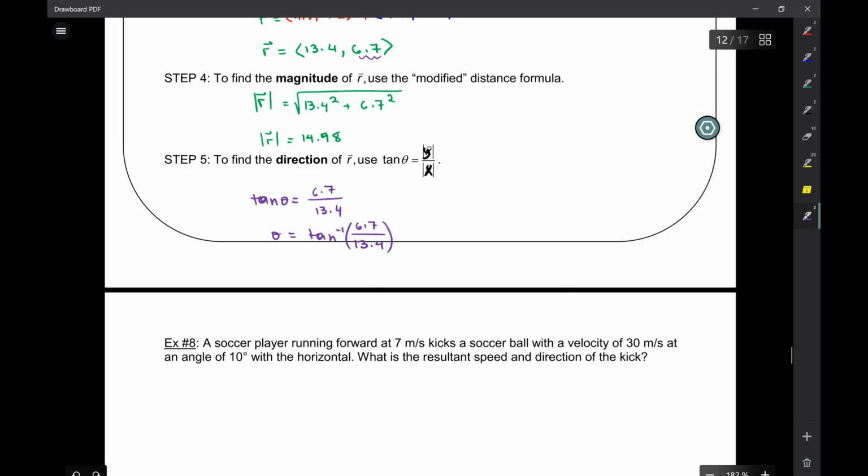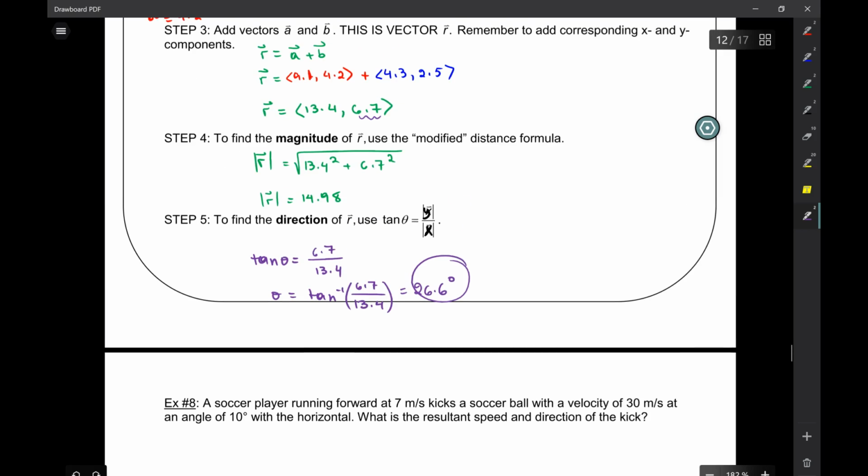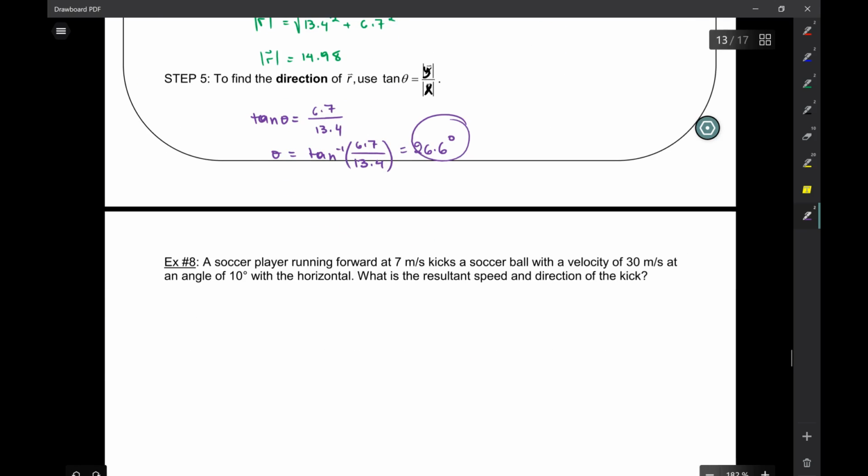All right. And Darrell, you're going to tell us how much that is. So we get 26.6 degrees for the direction. Now, let's think again. Does my answer make sense? Look at vector R. Does it make sense that that's like 26 degrees from the horizontal? It kind of does, right? So we're good. We're on the right track.